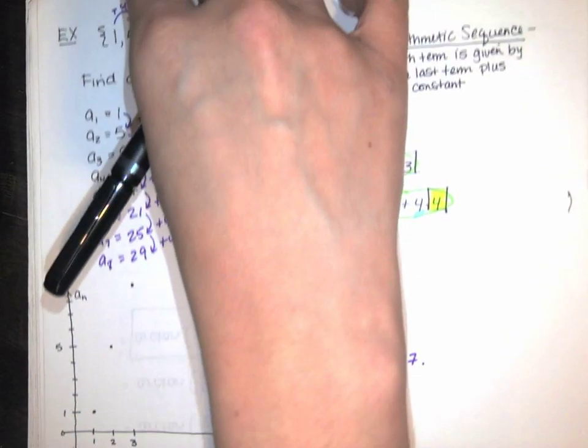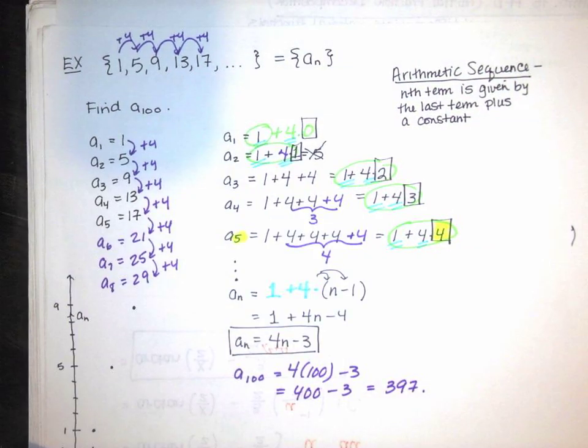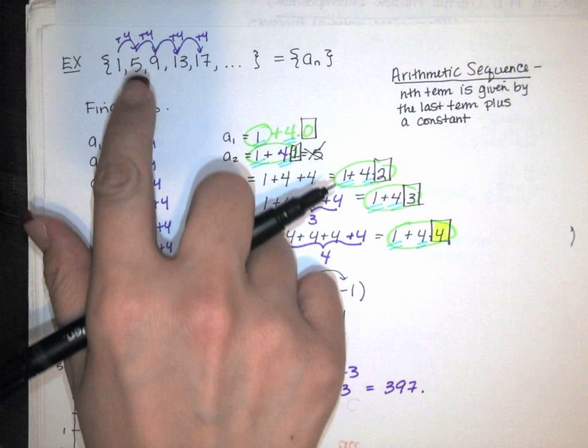So as soon as I see that I'm adding this 4 every time, I'm adding a 4 to get from term to term, I know I'm dealing with an arithmetic sequence. The number multiplying the n is going to be that 4.